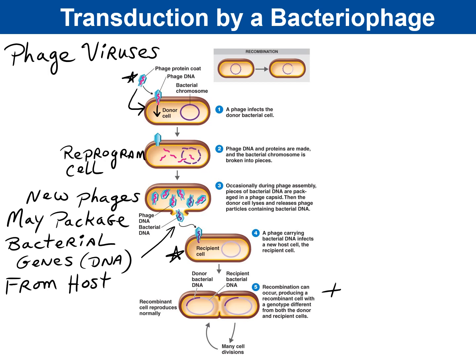So these cells down here have changed. They've evolved through an unintentional action of a phage virus. So recombinant cells result.